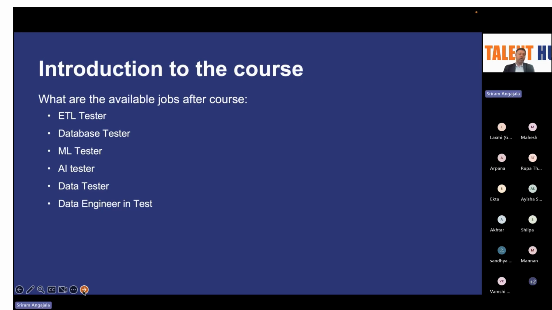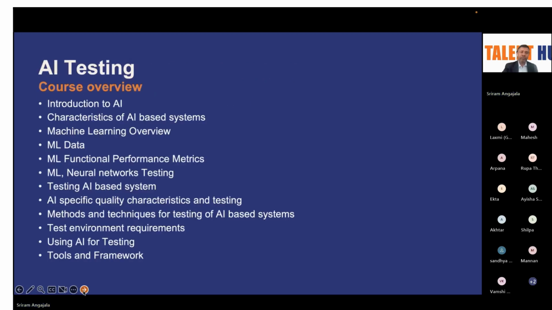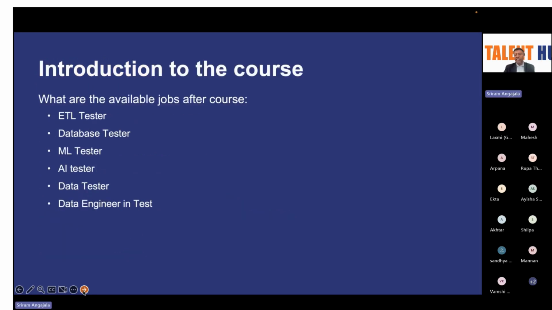Okay, if you want to Google, you can Google it after this session. But for these roles, very, very difficult. And what is the skill set of these roles? The skill set of these roles is nothing but my course curriculum. So for all these roles, you should be able to apply.